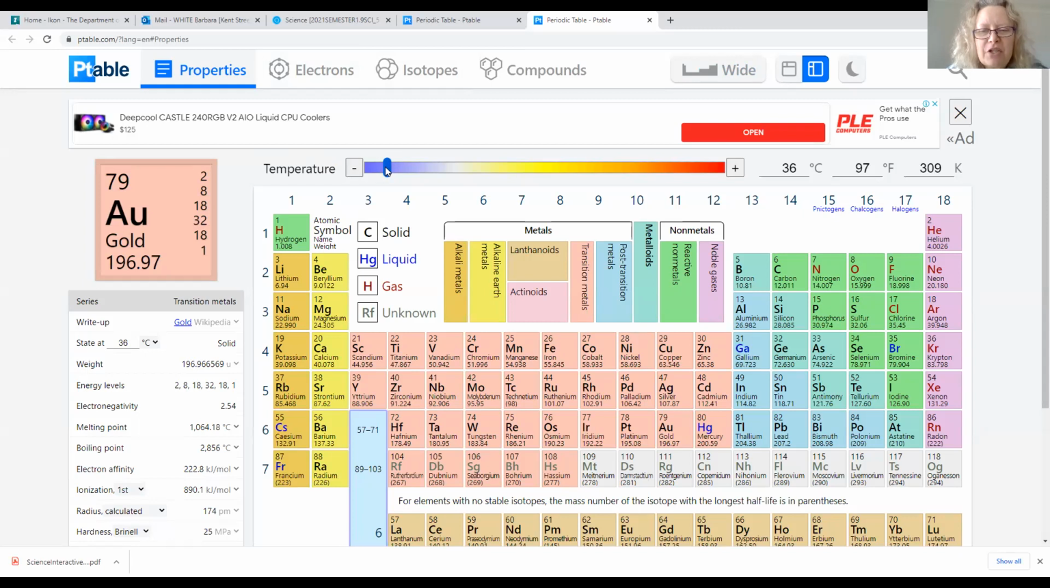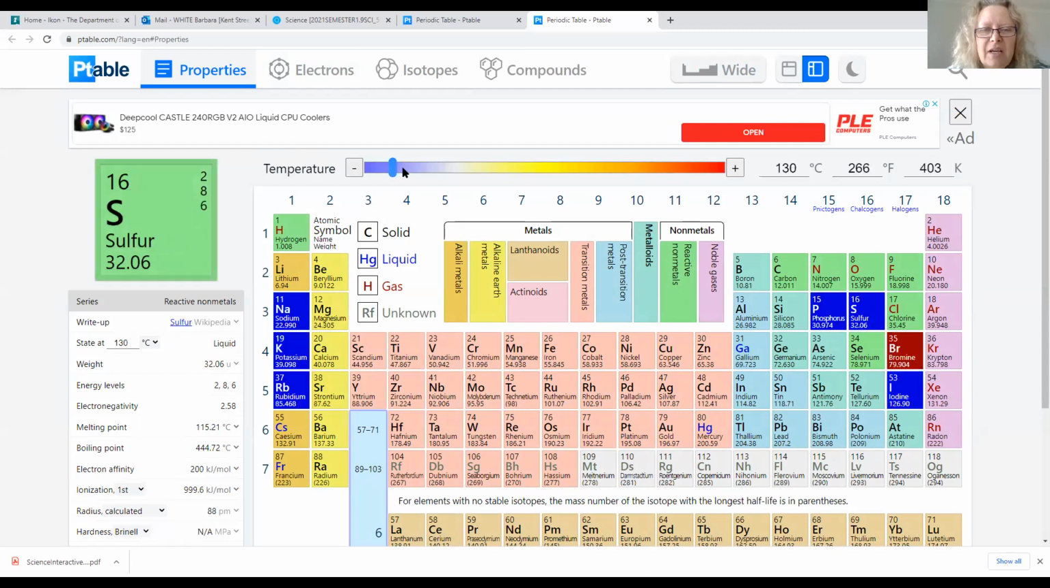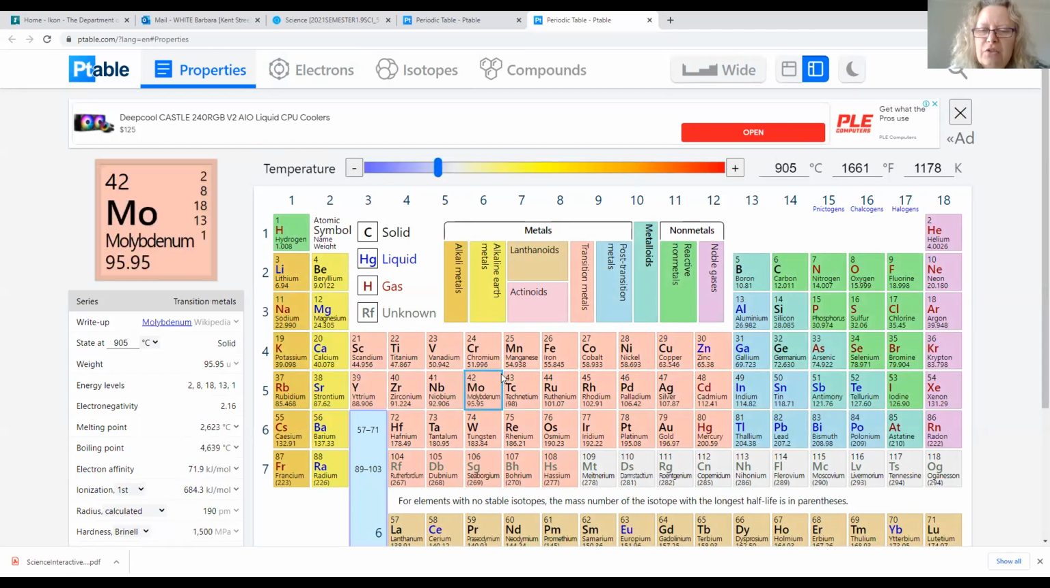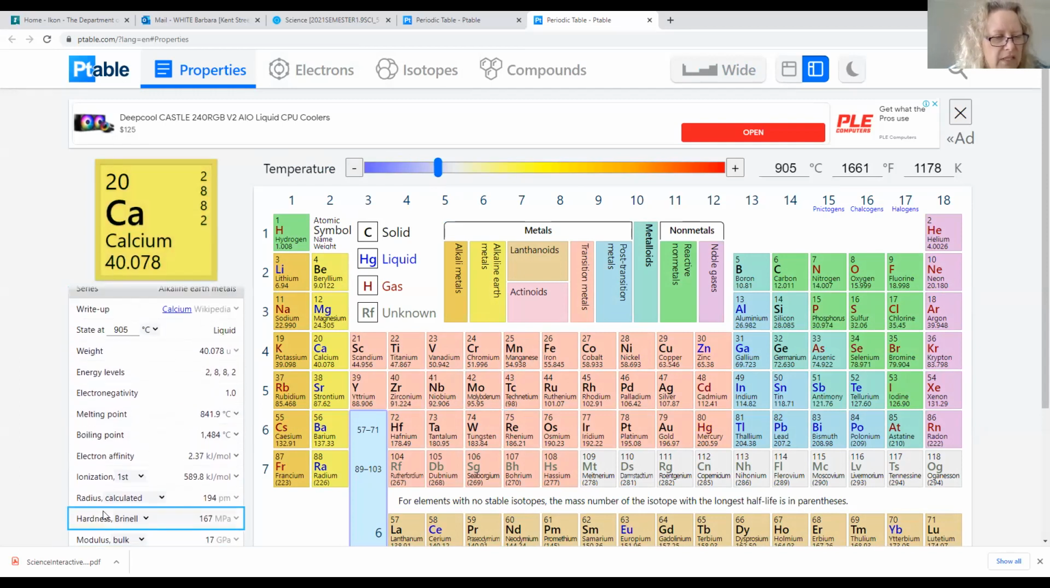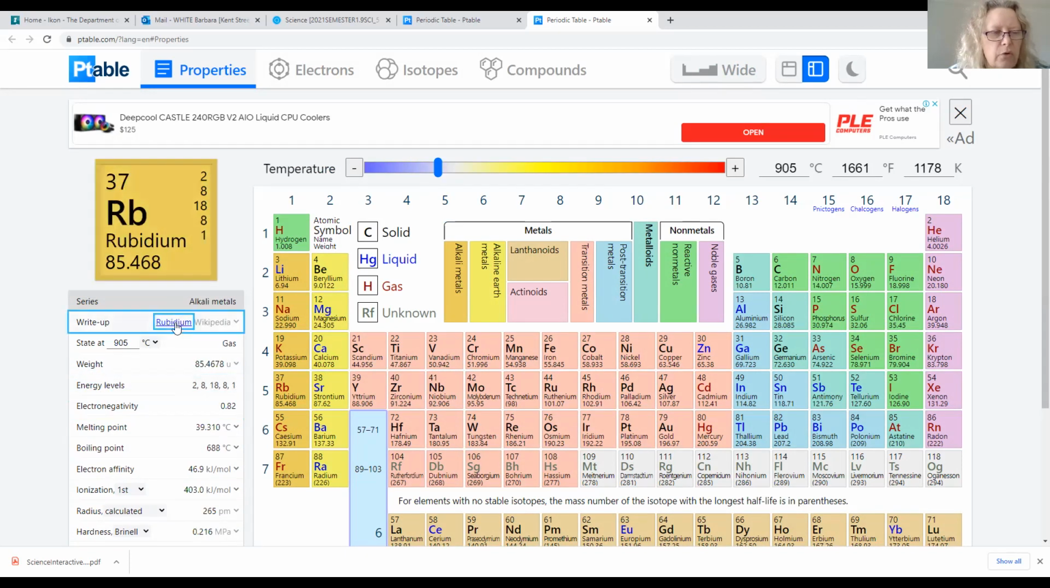Now, if I change the temperature, it tells you which elements are solid, liquid, and gas at a certain temperature. So the ones that are in black are solid. The blue one here, gallium, that's going to be a liquid at that temperature, and it tells you what temperature we're at, 36 degrees. And chlorine is going to be a gas. And if I change the temperature, it tells you which elements have changed from a solid to a liquid to a gas. Now, down the side here, you've got all of these bits of information. So this is rubidium, and it tells you its weight and its electronegativity and its melting point and its boiling point. And I can click on molybdenum, and it tells me everything about molybdenum.